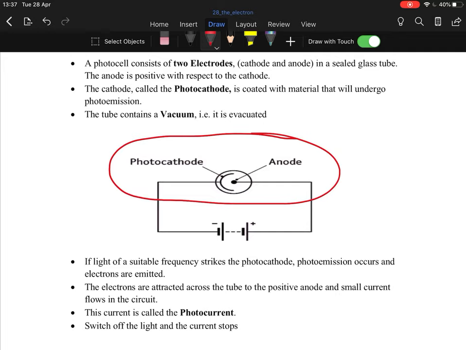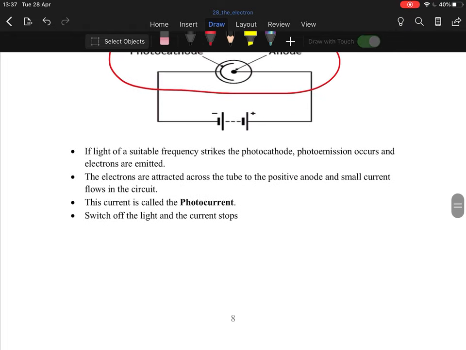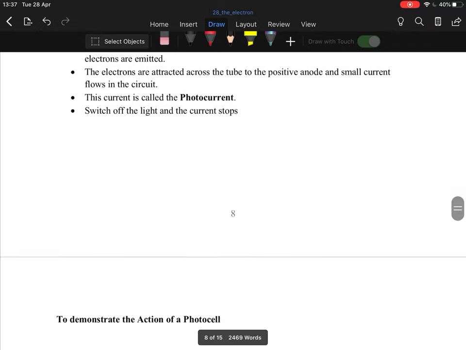So you've got your anode and you've got your photocathode. Why do we call it a photocathode? Photo meaning photons, okay? Cathode means it's obviously the cathode. So the electrons are going to jump from the photocathode to the anode, okay? And of course the tube is a vacuum.